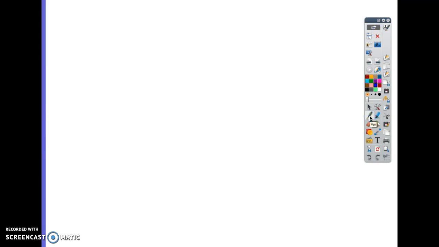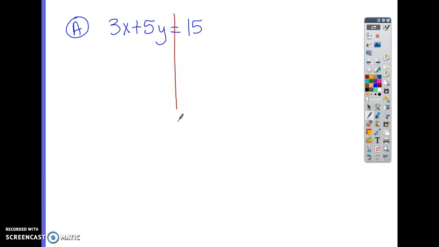So problem number 6, I'll do just letter A. 3x plus 5y equals 15. Draw the line. Okay, what do you move first? The 3x. So the 3x moves to the other side, and what happens to it? The sign changes. So it changes to a minus 3x. And then you divide everything by the number in front of the y. Do not change the sign. So if it's positive, you're dividing by a positive so that it can cancel out. So that gives you y equals, divide 15 by 5, and divide negative 3 by 5.